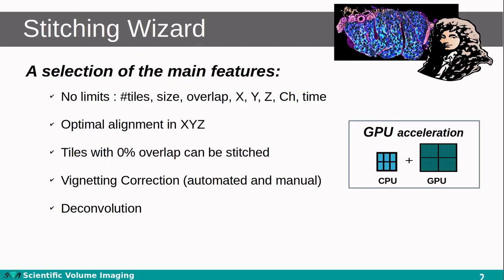Here is a selection of the main features of the Huygens Stitcher. Huygens Stitcher has no limit on the number of tiles, channels, or image size, and it can perform both 2D and 3D stitching. It provides optimal registration or alignment of the tiles in X, Y, and Z, and you have the possibility to stitch tiles with 0% overlap between the tiles. It includes different options such as a vignetting correction tool, and you can also couple the deconvolution step of the tiles before stitching. The deconvolution, optimization of the alignment, and vignetting correction benefit from the implemented GPU acceleration and the optimal use of CPU.